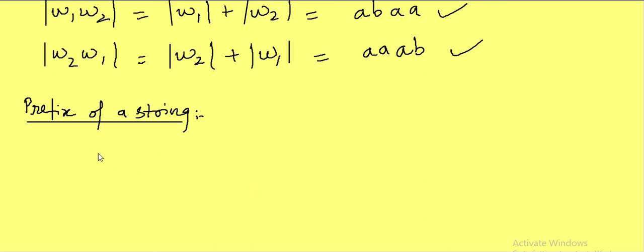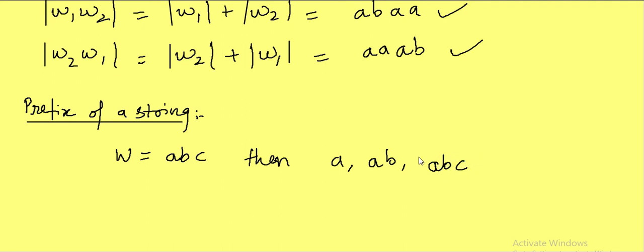For example, if we have this string ABC, then we can say that A, AB, and also ABC, right? Because it is a prefix, because ABC is before the empty string. So A, AB, and ABC are the prefixes of W, right?